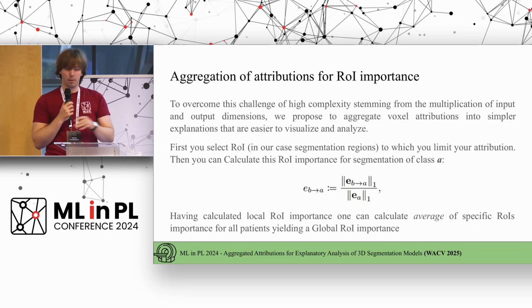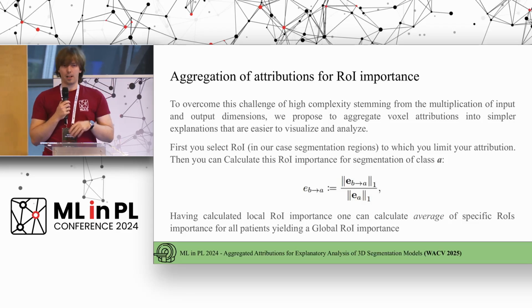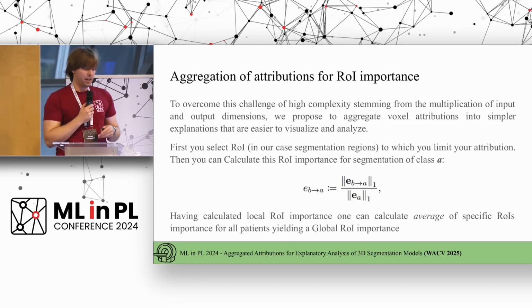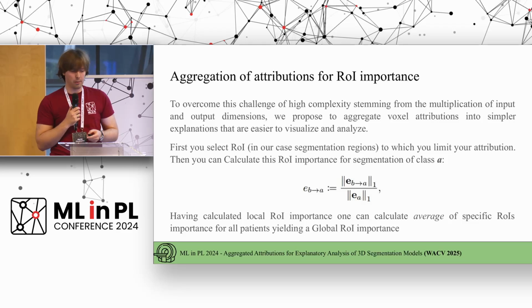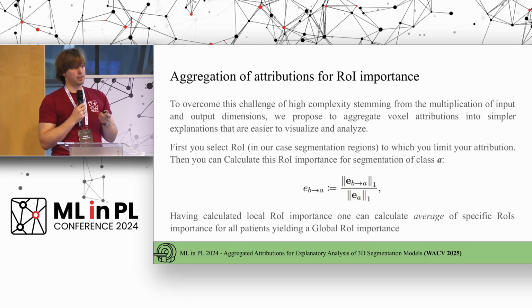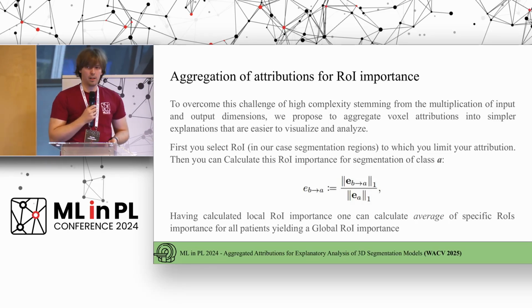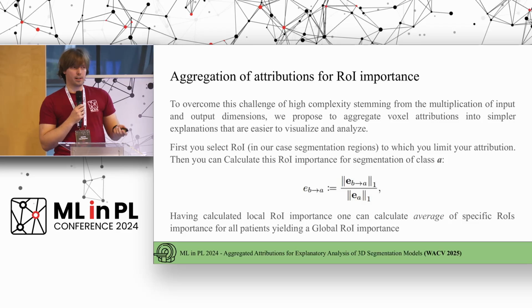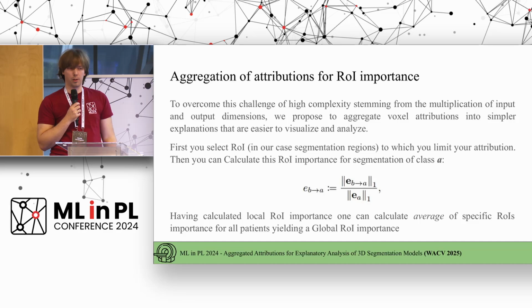by specialists, by radiologists, or they can be, as we have done in our work, simply the classes which our model was classifying. What we want to achieve with this is to get an idea of how important the specific region of interest was for this segmentation task. So by having these attributions, we create the region of interest masks and an aggregation of these voxel attributions. And then we simply get a region of interest importance.